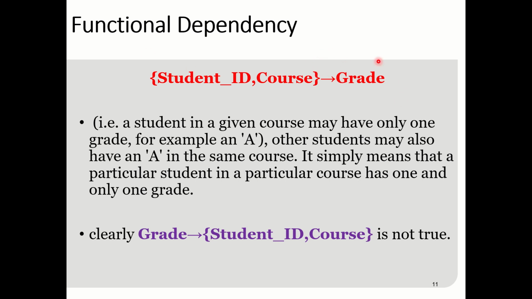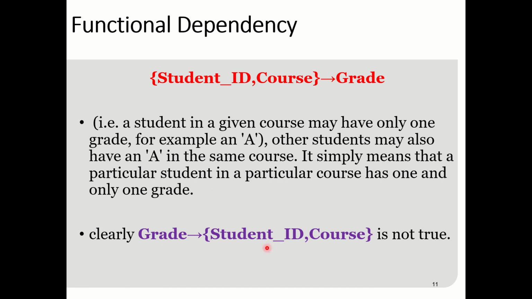Okay, so we could say that the student ID and the course determine the grade, or you could say that the grade is functionally dependent on student ID and course. But can I write that student ID and course are functionally dependent on grade? No, it is not true, because if I simply give A, it could be any student, any course, so multiple A's come into the picture, which is not true.